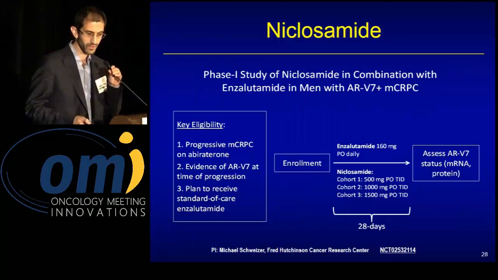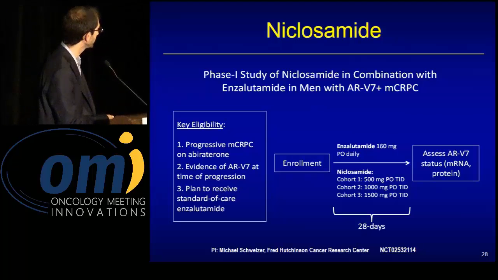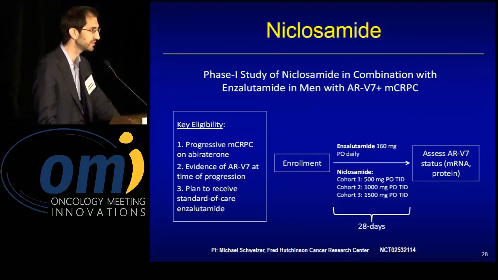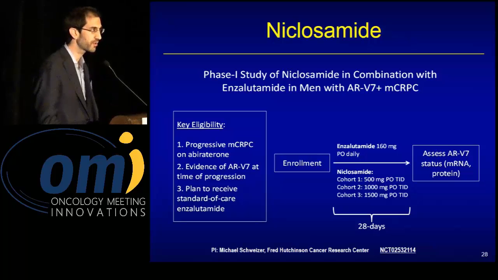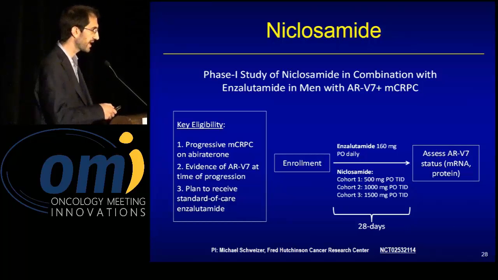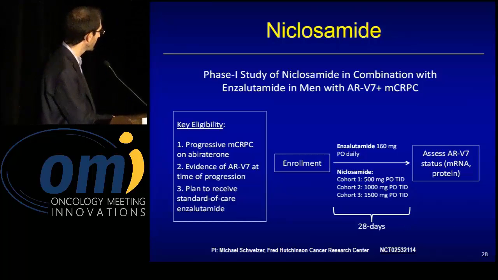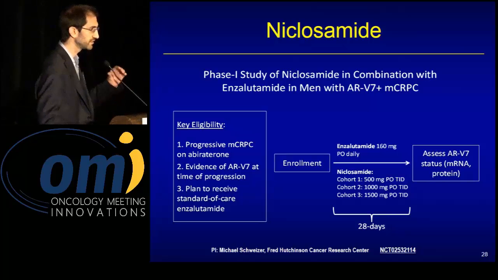And one of our fellows, Michael Schweitzer, who is now at the Fred Hutch, designed this study, and this is also going to be an AR-V7 selection design. It's a phase 1/2, for patients who are abiraterone resistant, who have progressed on abiraterone. They're going to be tested for AR-V7 using a University of Washington CLIA certified assay. If they're AR-V7 positive, they're going to be enrolled. And then they're going to receive concurrent treatment with enzalutamide, plus 3 escalating dose levels of niclosamide.